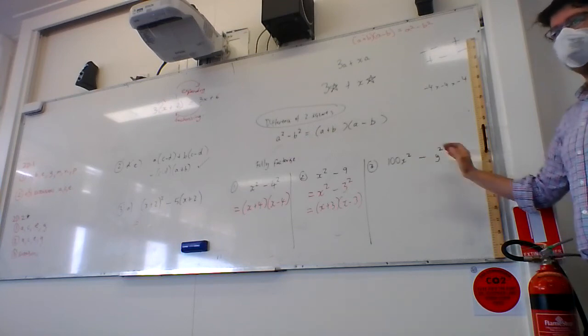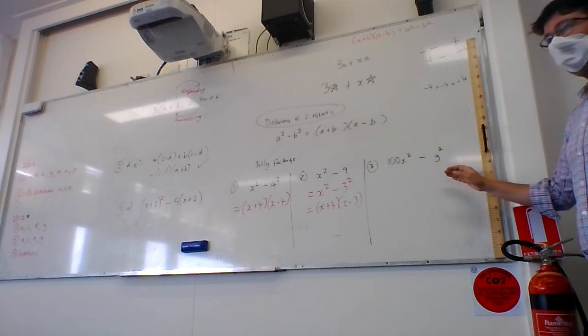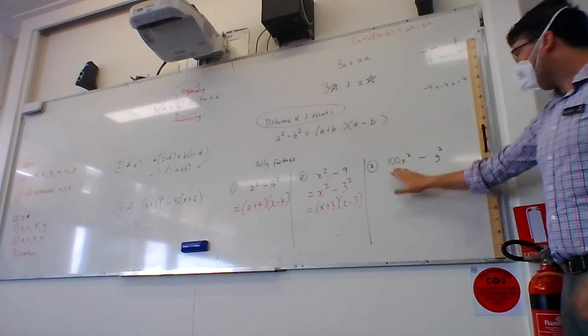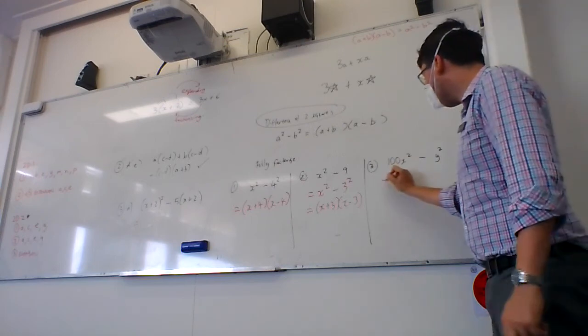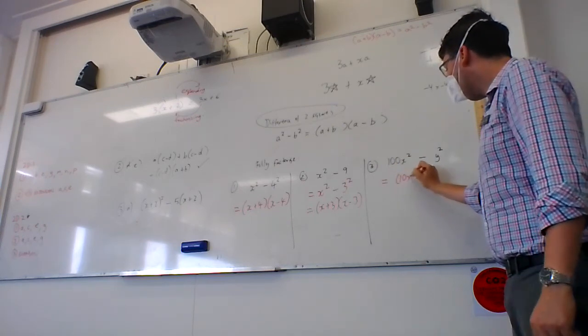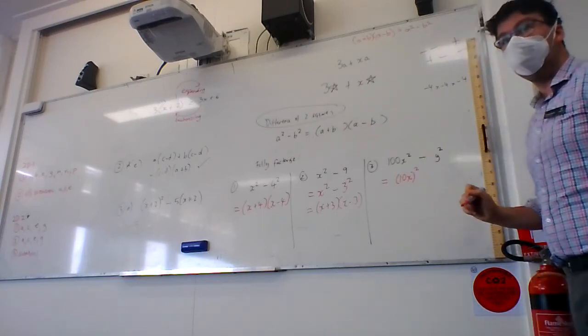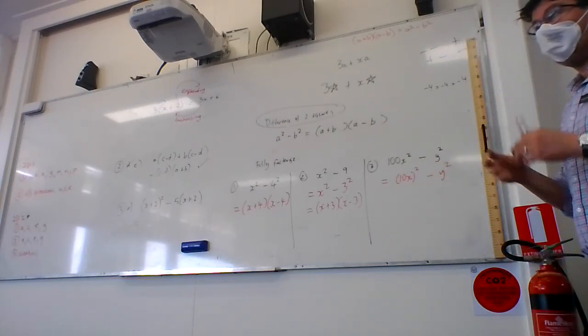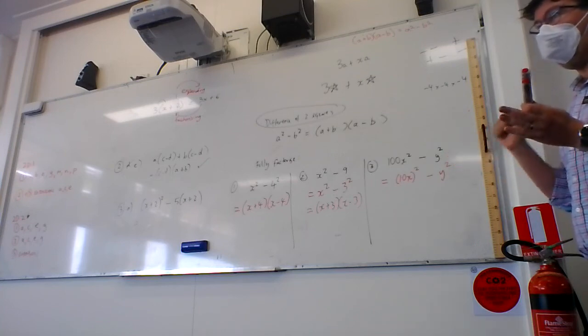Is this in difference of two squares form? Yeah. Or no. Yeah. Almost. Wouldn't it be 10x squared? Can we rewrite this first thing as a square number? Yes. Could we write it as 10x all squared minus y squared? Yeah, now we're cooking with gas.